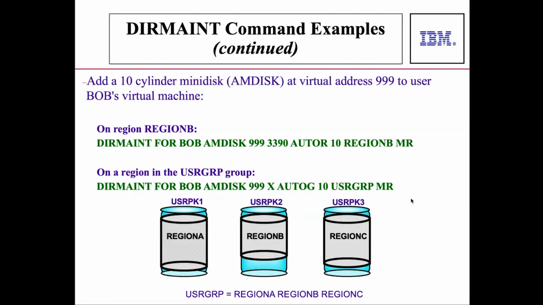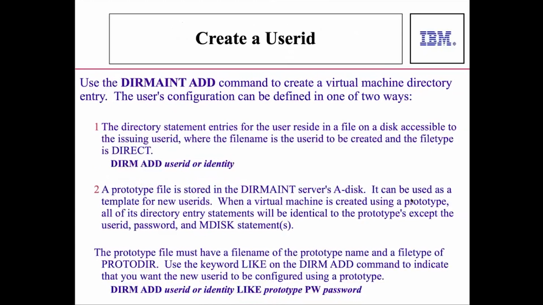So how do you create a user ID? It's the DirMaint ADD command to create a virtual machine directory. And you basically create a file with XEDIT, or you have a file on your A disk that has the new directory entry in it. So it would have a file type of DIRECT. It would be like on your A disk. So ADD, and the name of the user ID or the name of the identity. It's basically the name of that file.